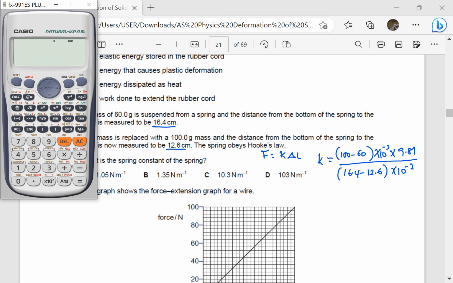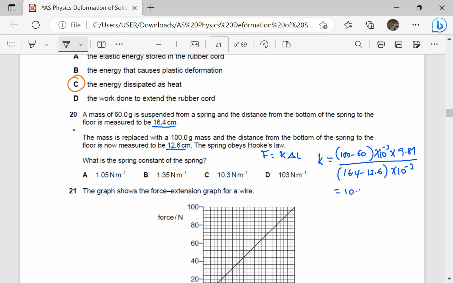So I'll check with my calculator. 100 minus 60, that is 40. Exponent negative 3. Then times 9.81. So that is the load. Divide by 16.4 minus 12.6, which is 3.8. So I will just say divide by 3.8, exponent negative 2. And that gives me 10.3. So our value for k is going to be 10.3 newtons per meter. So the answer is going to be C.